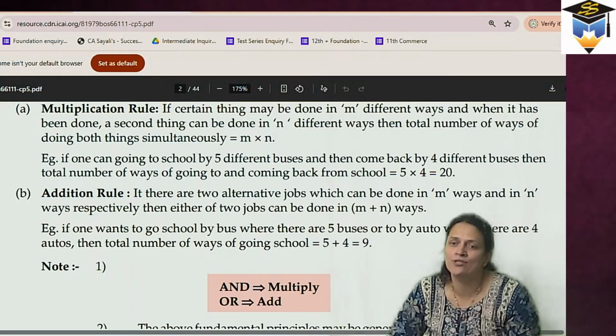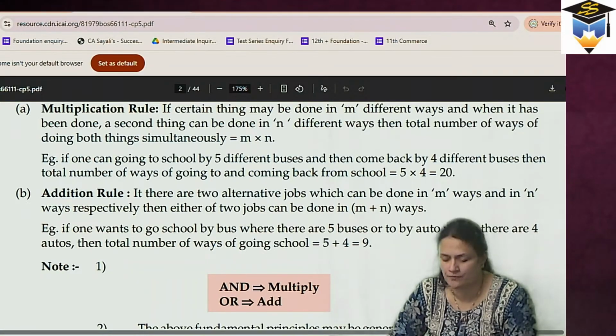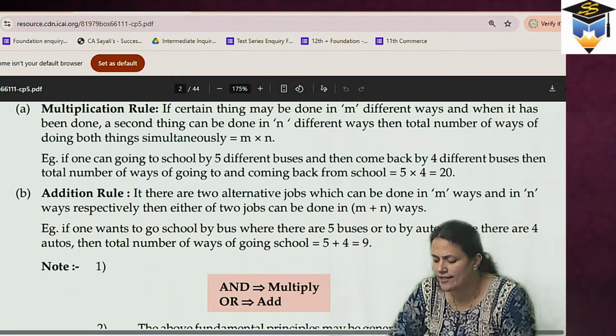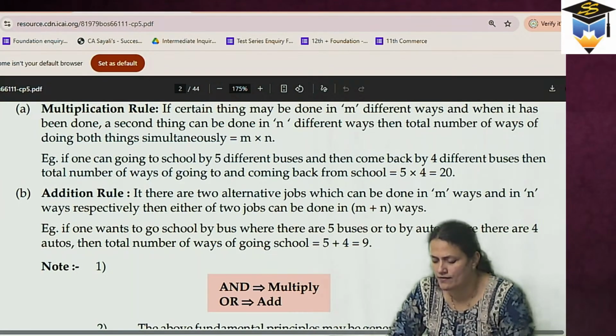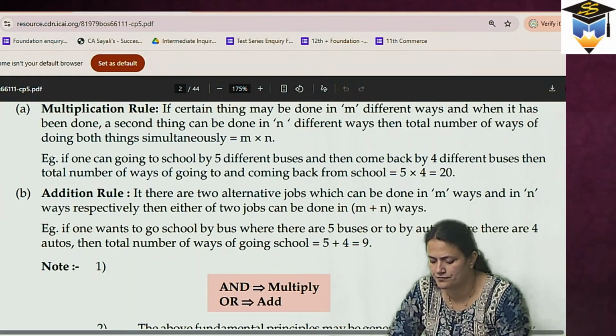So here we are using the principle of multiplication. Okay. Now second is the principle of addition. Principle of addition. Example I'll give you.